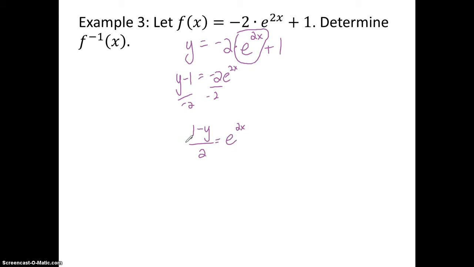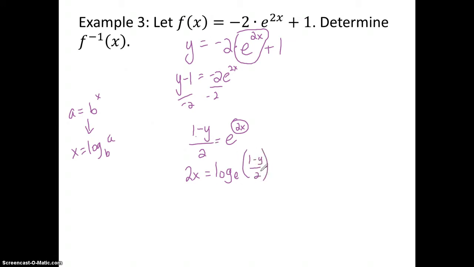Now we're going to use our logarithm conversion again. I'll write it here again: a equals b to the x, and we convert that to x equals log base b of a. So a goes here, b goes to the base, x goes there. So we're going to have 2x, because this is the power, so we're going to have 2x equals log base e of 1 minus y over 2.